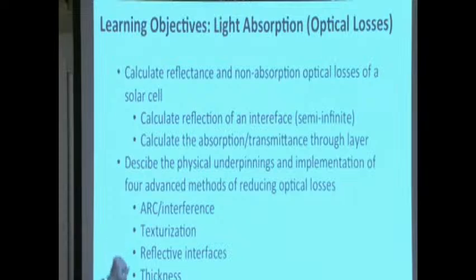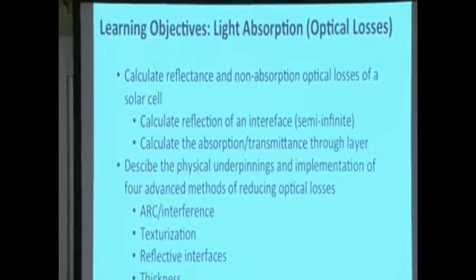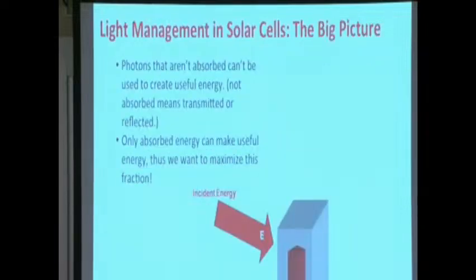The second is to describe the physical underpinnings and the implementations of 4 to 5 advanced methods of reducing optical losses. There are 5 here, I added 1 at the end. So there are technologies, techniques that we've developed over time, that we can use to minimize the optical losses, to minimize the amount of light reflected or not absorbed inside of the solar cell device.